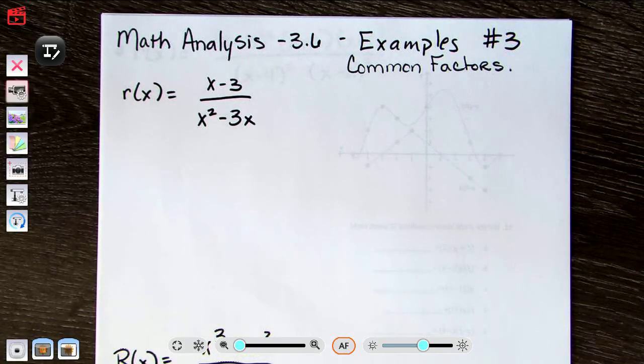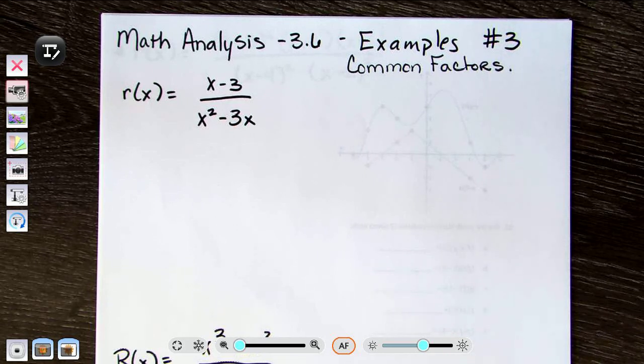Hi everyone, we are still in section 3.6 and this is the fourth video, which is now examples number 3. But this one is going to talk about what we do if we have common factors. I'm going to do that in terms of two simpler ideas, and it would carry on into more complex ideas if you wanted to. And then I also have a more complex rational function that we're going to go through all the steps again and graph, or sketch a graph of.